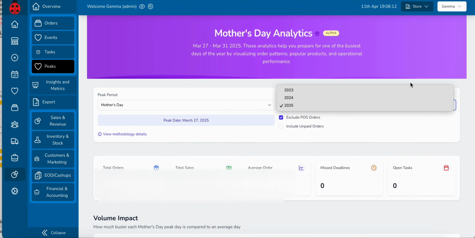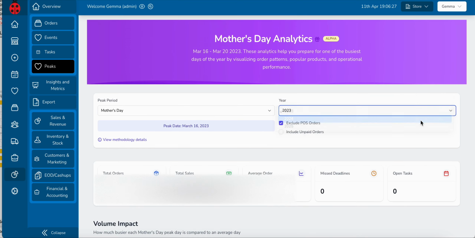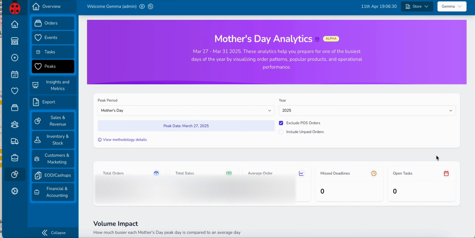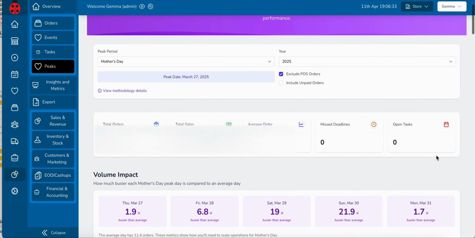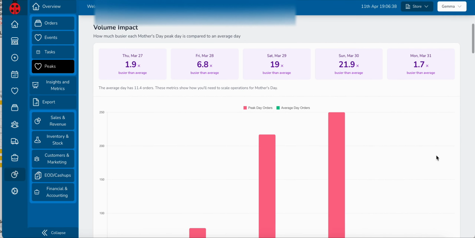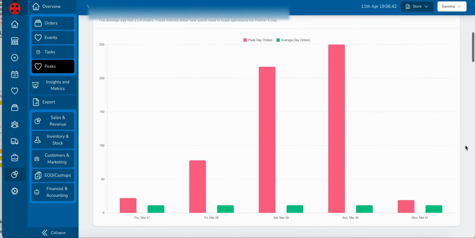You can also look back on previous years. We have 3 years worth of data for peaks, so I could look and analyse each peak and see the difference in what we did during those peaks. It shows you how much busier you are compared to a normal day.